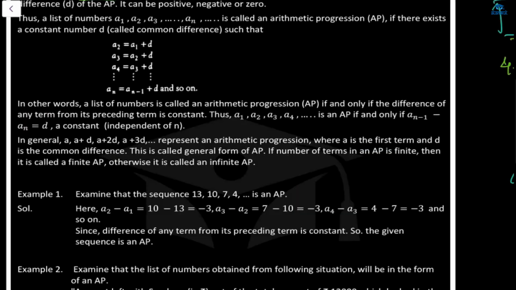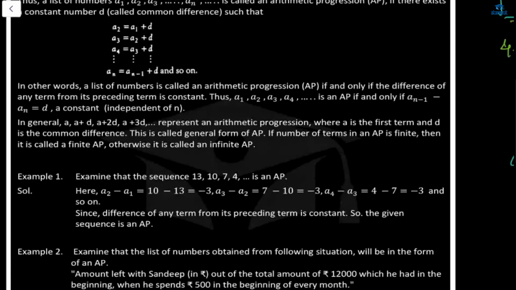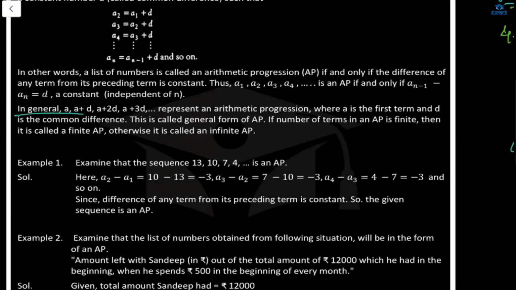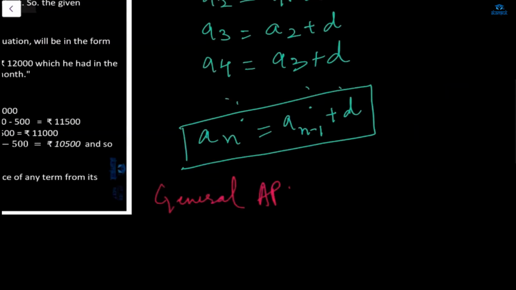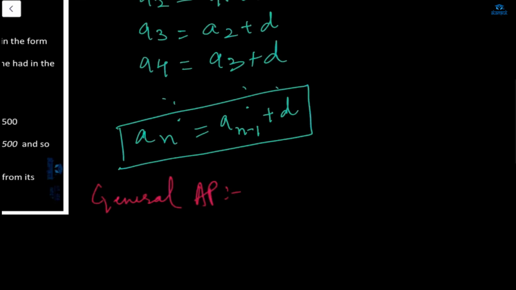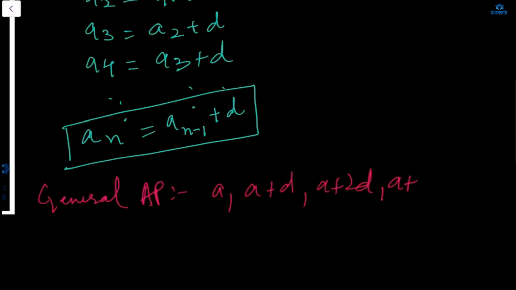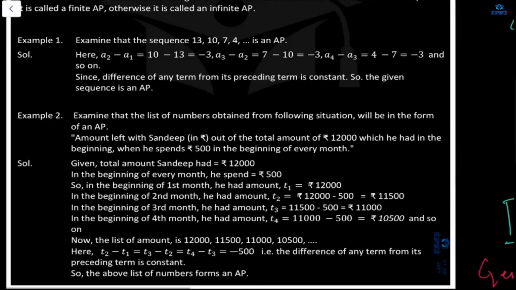And so on. In general, a general arithmetic progression can be represented in this way, where A is the first term and D is the common difference. I'll write the general AP. I'm writing AP for arithmetic progression: A, A plus D, A plus 2D, A plus 3D, and so on. So this is a general AP. If it is not mentioned, you can take the general AP like this.